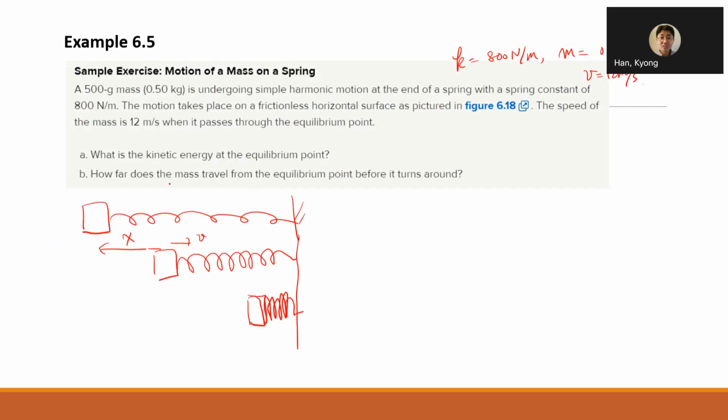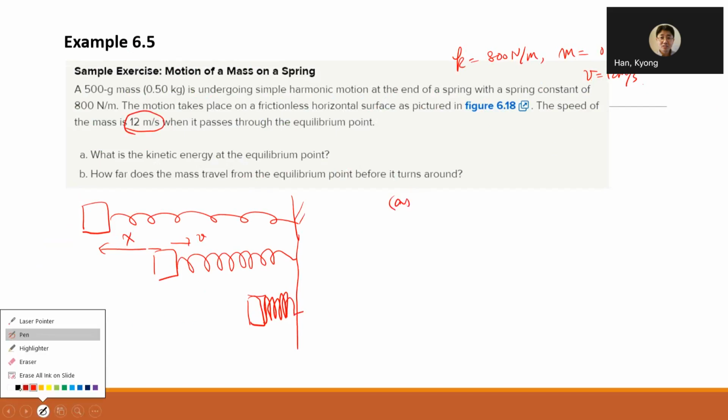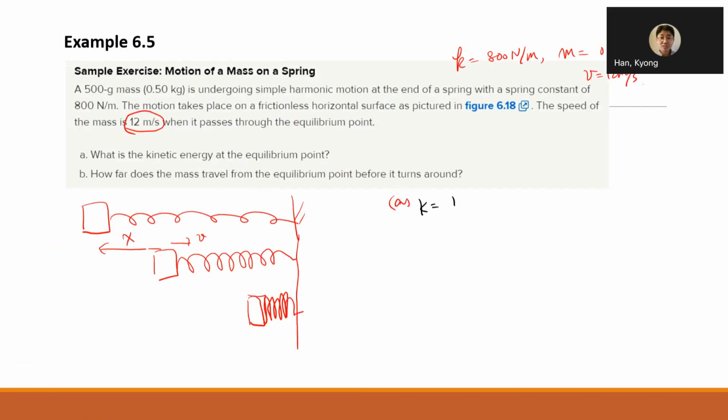Originally the energy is stored, so you have to use energy conservation. The speed is given as 12 meters per second, V equals 12. The kinetic energy is KE equal to 1 over 2 m v squared, which is 1 over 2 times the mass, 0.5, times 12 squared. That is 72 times 0.5, which is 36 joules.